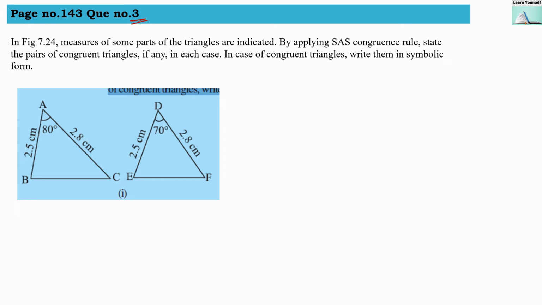Question number 3. Figure 7.24, measures of some parts of triangles are indicated. By applying SAS congruence rule, state the pair of congruent triangles, if any, in each case. In case of congruent triangles, write them in symbolic form. So we have to first check whether these two triangles are following SAS congruence or not. What is SAS? SAS is side, angle, side. So two sides and one angle have to be congruent between these two triangles.